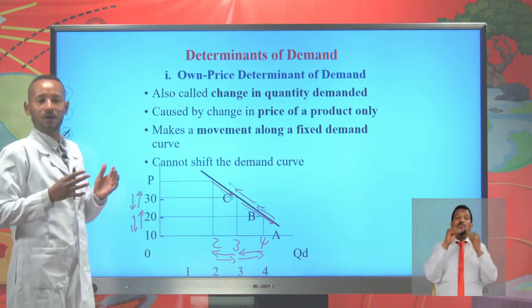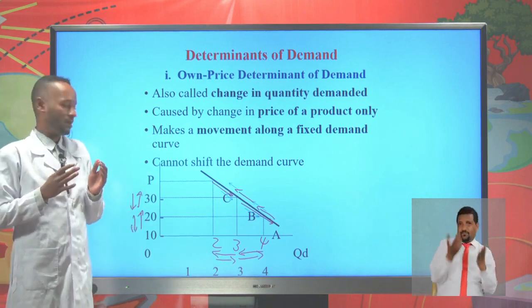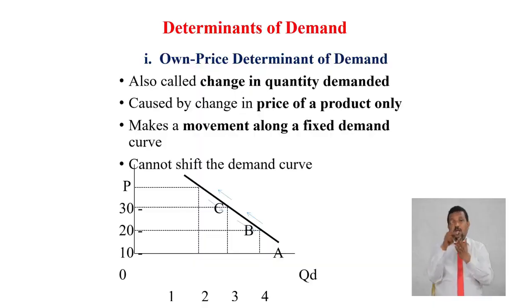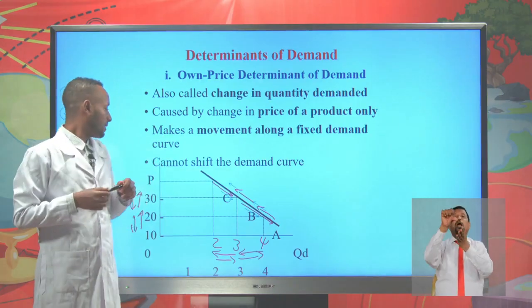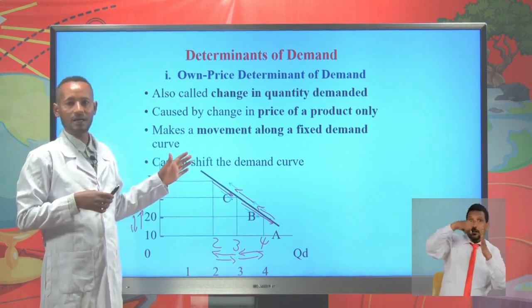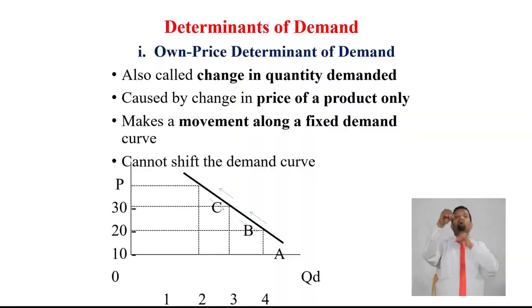So with a change in the price of a commodity from one price to another, the only factor that makes a movement along a fixed demand curve is change in price of a commodity. With a change in the price of a commodity, there is no shift in the demand curve. Rather, it makes a movement along the demand curve.